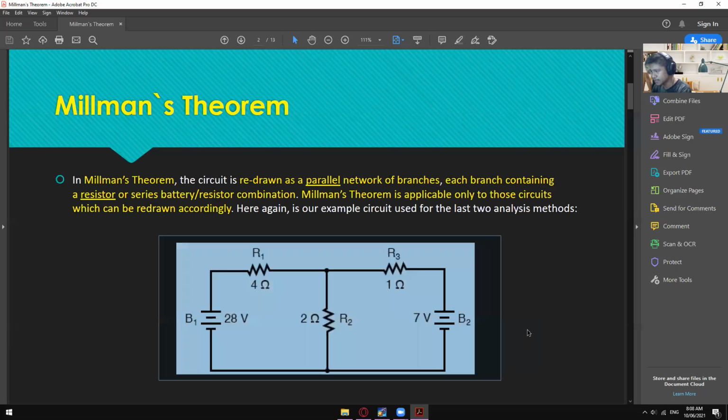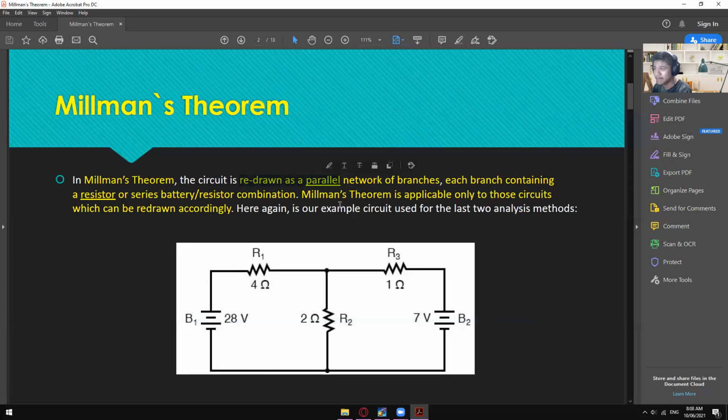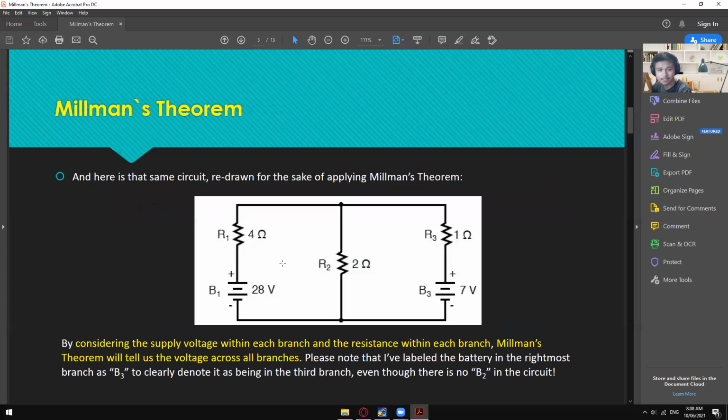From this original circuit, we have to transform or redraw it into a parallel network of branches, something like this. In this branch, you must have a voltage source with a series resistor. The same with the second branch, but since we don't have another voltage source in here, it will stay as it is, so it doesn't have a voltage source. And the last one is also a complete branch which has a voltage source and then a resistance. So we could say that this one met the condition, because they are in parallel with each other.